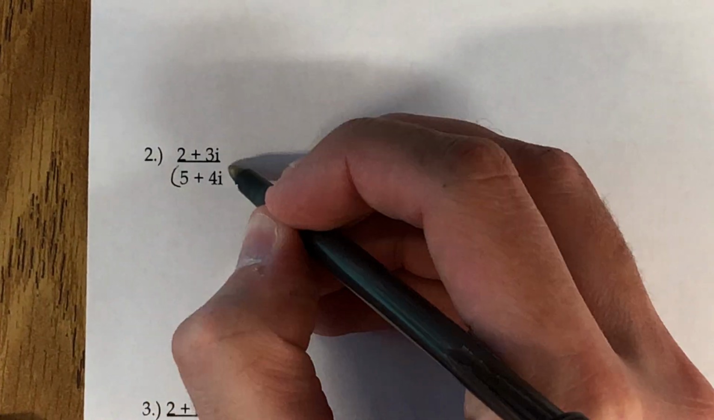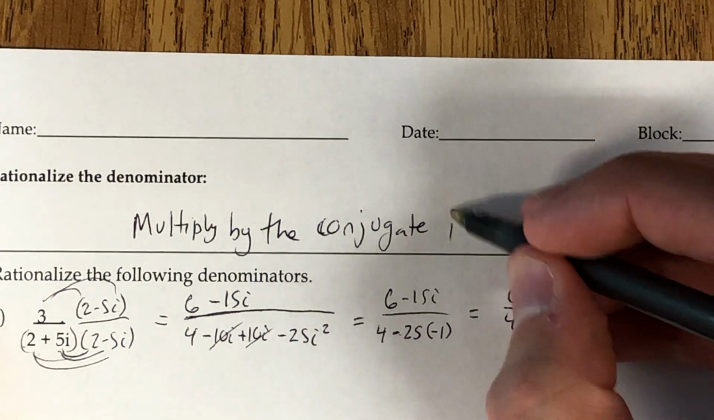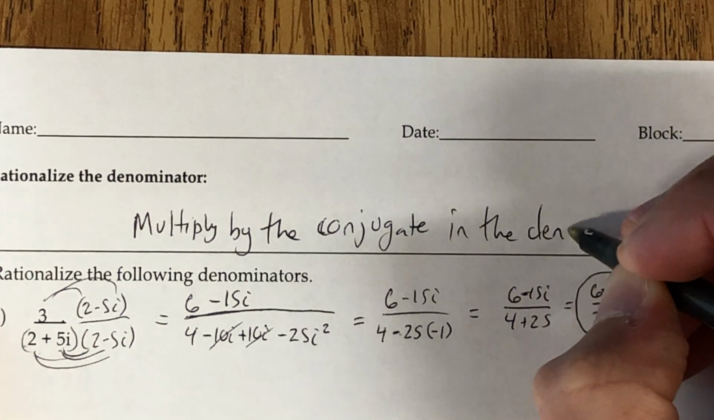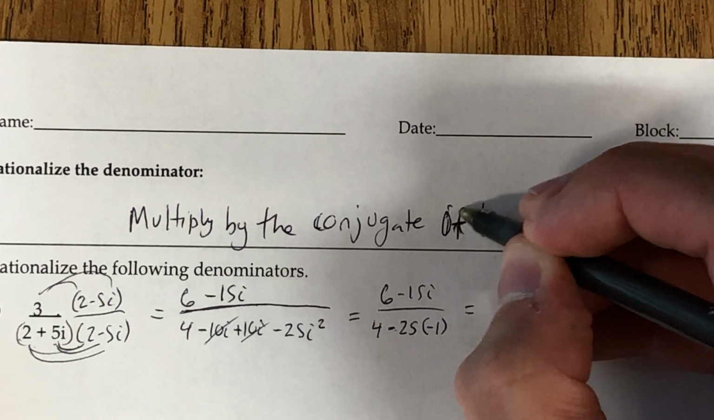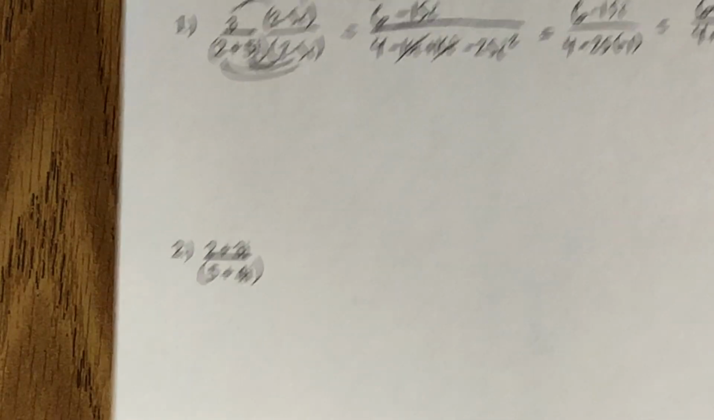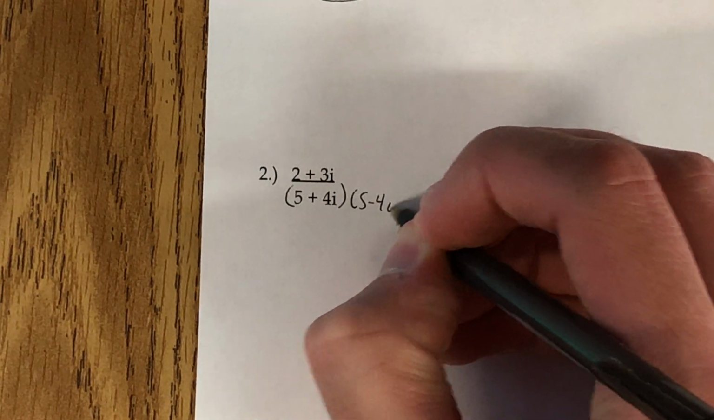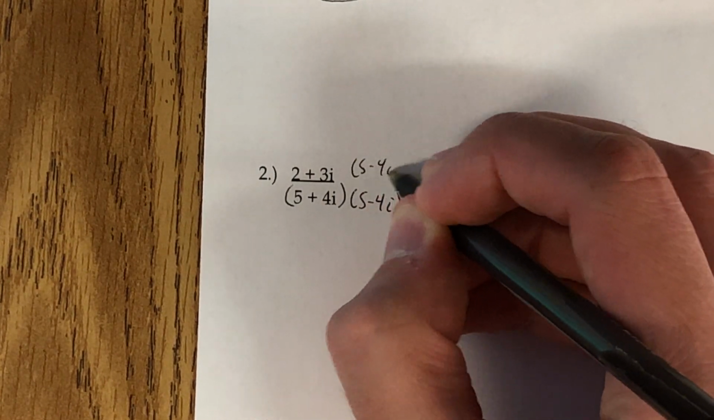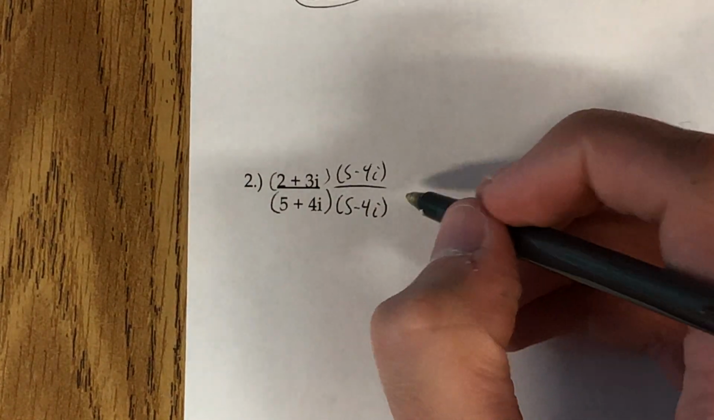So for number 2 here, again, we want to rationalize the denominator. That means you multiply by the conjugate of the denominator. Our denominator here is 5 plus 4i, so we multiply the top and bottom by 5 minus 4i, making sure to FOIL it out or multiply it out.